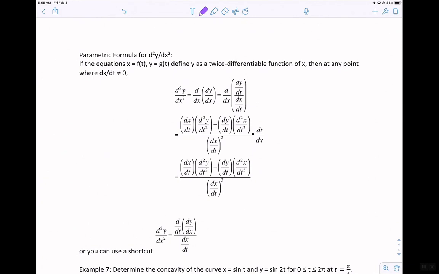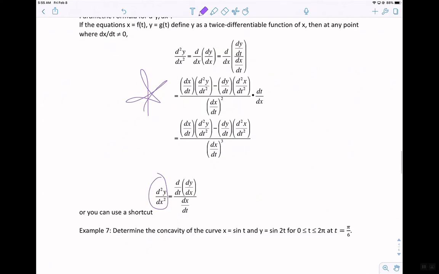I proved why this works here. So d squared y over dx squared is equal to this. Now what it is in parametric equations and in vectors, you'll see that in vectors as well. You're going to take your dy dx. So you'll first find dx dt, then you'll find dy dt. Then you need to find dy dx. Then you need to take the derivative of dy dx and divide it by dx dt. So that makes it a little bit different than what we did with second derivatives in the fall semester.